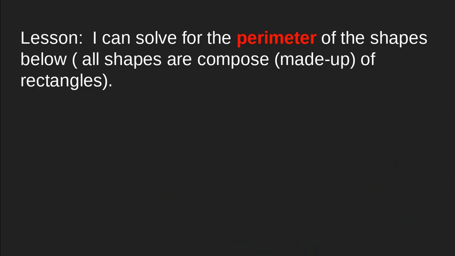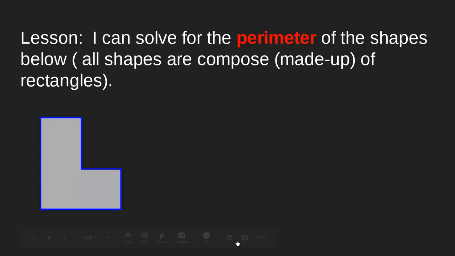Today, we are going to solve for the perimeter of the shape below, and this particular shape is composed or made up of rectangles. So here is our shape. I decided to use blue outline so you can see the boundary or the perimeter of this shape. Here are the measurements. All right.